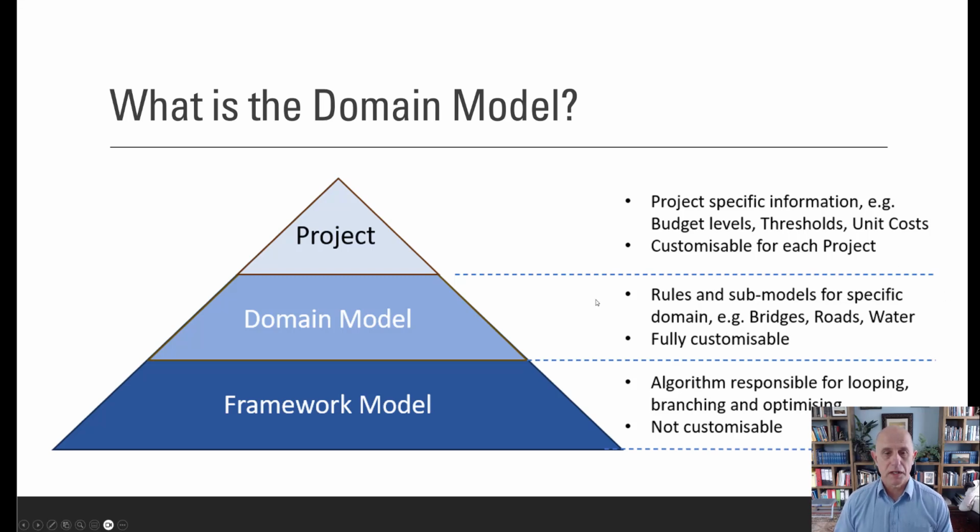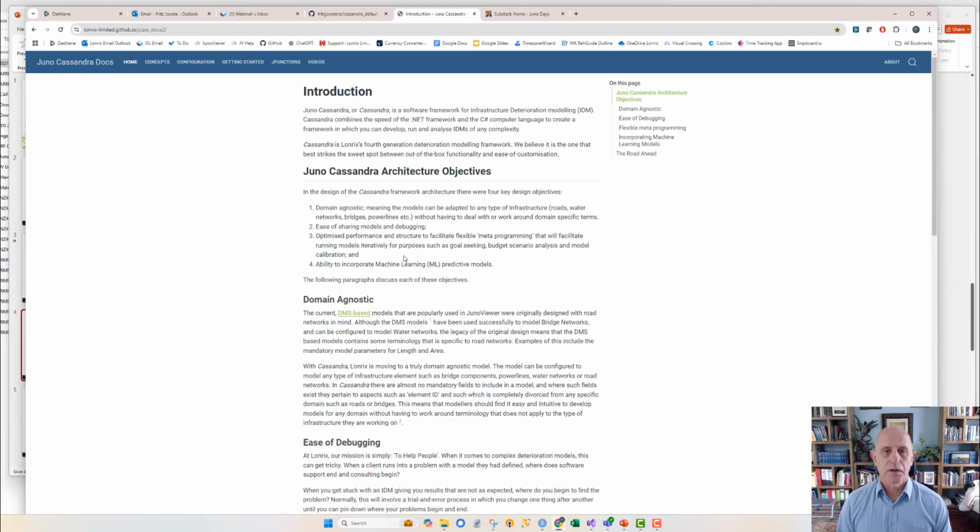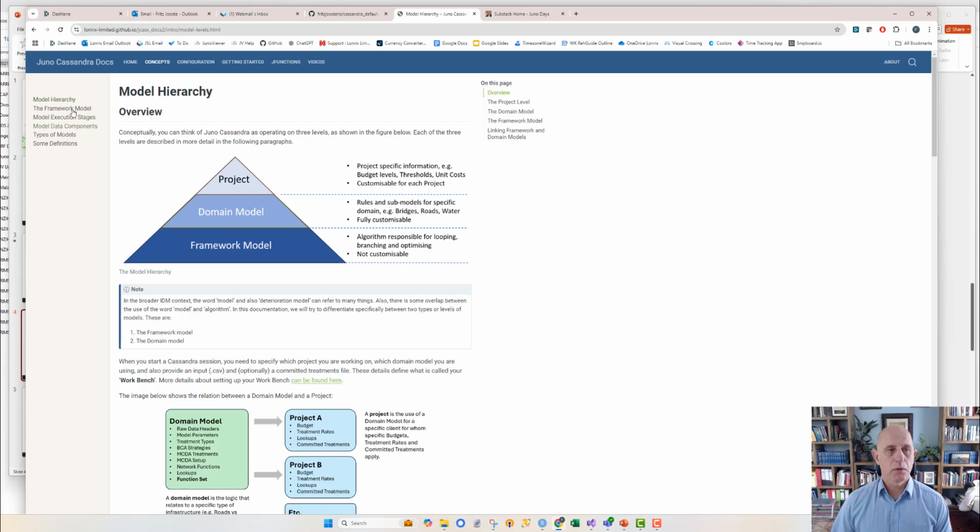So this is where the domain model fits in the hierarchy. If you go to our online documentation, here I am at the Juno Cassandra documentation. I'll put a link to this website in the description box below. If you go to the concepts menu over here, you will find a discussion of the framework model, the domain model, and the project, and you will understand how these different elements fit together. So today in this video we are focusing on the domain model specifically.